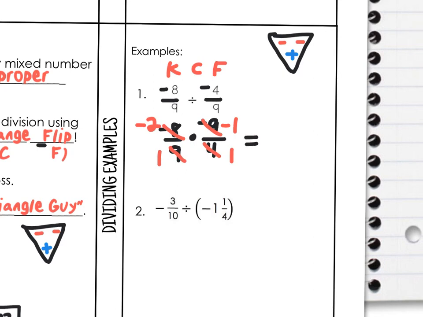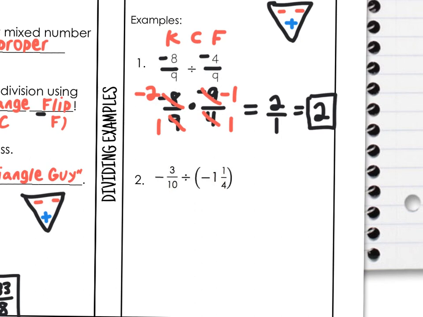Negative 2 times negative 1, this is where you have to use triangle guy. Okay, negative times a negative, if you look at the triangle guy, it's going to be positive. So I'm going to write there, it's a positive 2. The denominator is 1 times 1. And any number over 1 is just a whole number. It's just 2. Okay? Now let's take a look at problem 2.